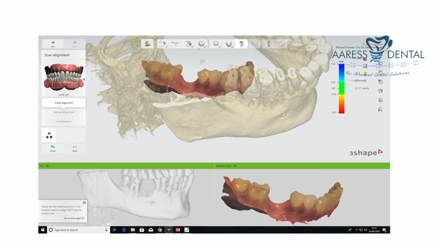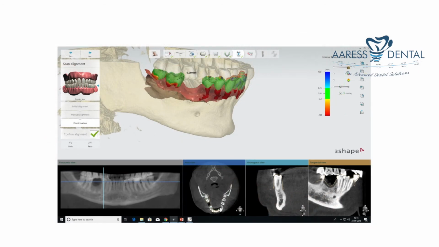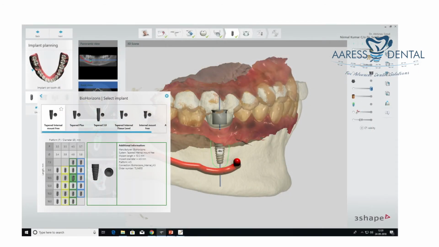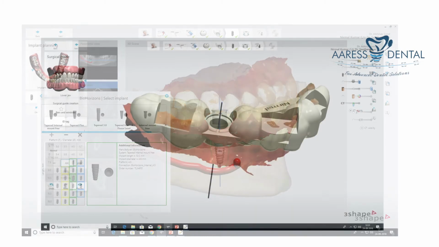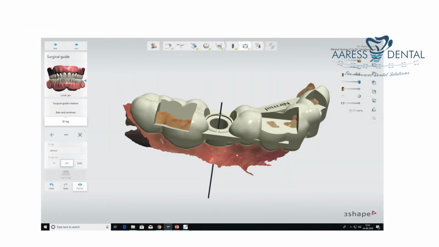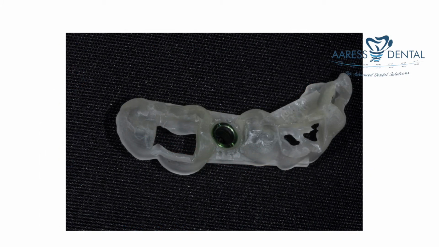This is what I was telling you. The intraoral scan and the CBCT scan are fused in specialized software so that the exact implant position is planned in a three-dimensional way. Positioning the implant three-dimensionally. This is the design of the guide which will be printed. This is the 3D printed surgical guide.